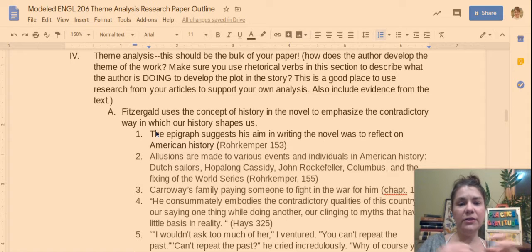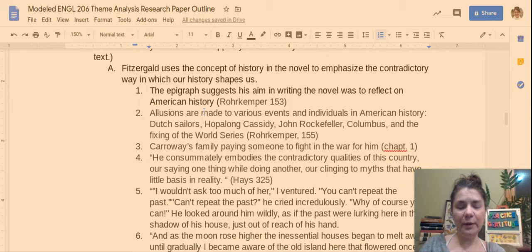So here, Fitzgerald uses the concept of history in the novel to emphasize the contradictory way in which our history shapes us. Okay, and again, this relates back to my theme statement. I'm talking about how the author is developing his theme here. Okay, and then I put quotes from my research here, and I'm keeping track of the page that it comes from and the author's last name, because then when I'm actually writing my paper is going to be so easy to write because I'm basically just putting all this together. My citations are even there already.